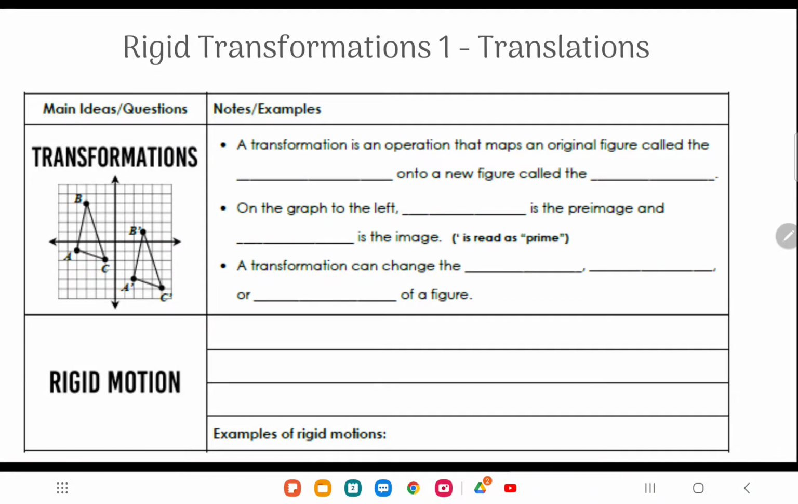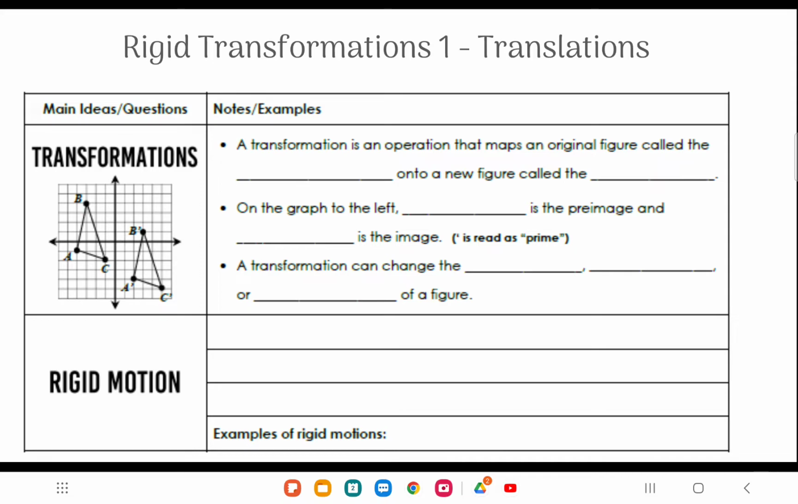This is Mrs. Often, and here's our first lesson about rigid transformations. This lesson will introduce the idea of rigid transformations and discuss translations. Here we're talking about transformations of geometric figures in the coordinate plane.